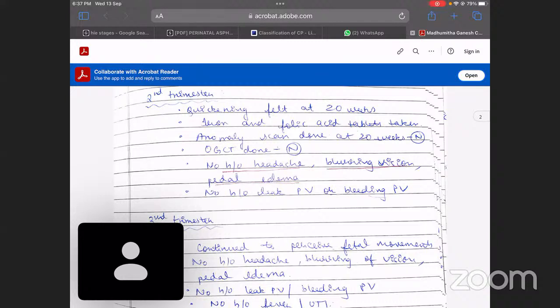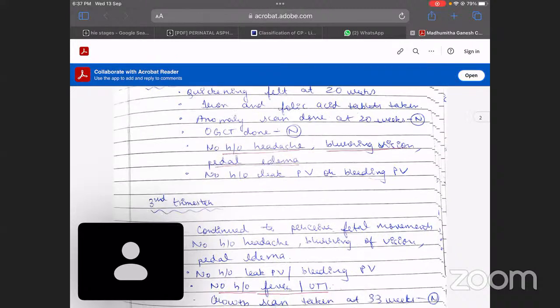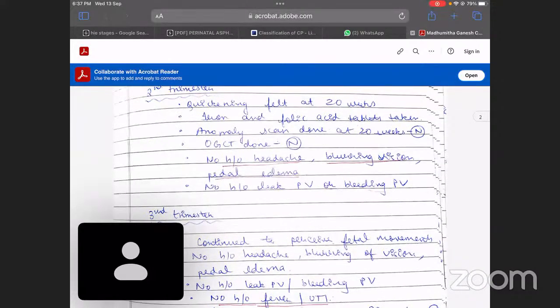Okay, then no history of headache, blurring of vision, and pedal edema that is suggestive of preeclampsia, imminent eclampsia, or eclampsia. Now, this preeclampsia will lead to what kind of baby? If it's uncontrolled hypertension and you are not controlling it with medication, what kind of baby will this mother have? Like in GDM, we saw macrosomia. In this, there can be prematurity. Very good.